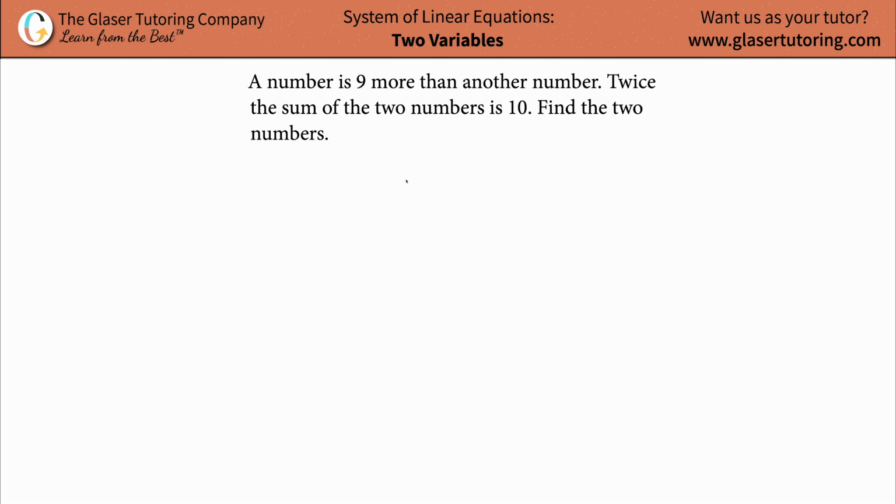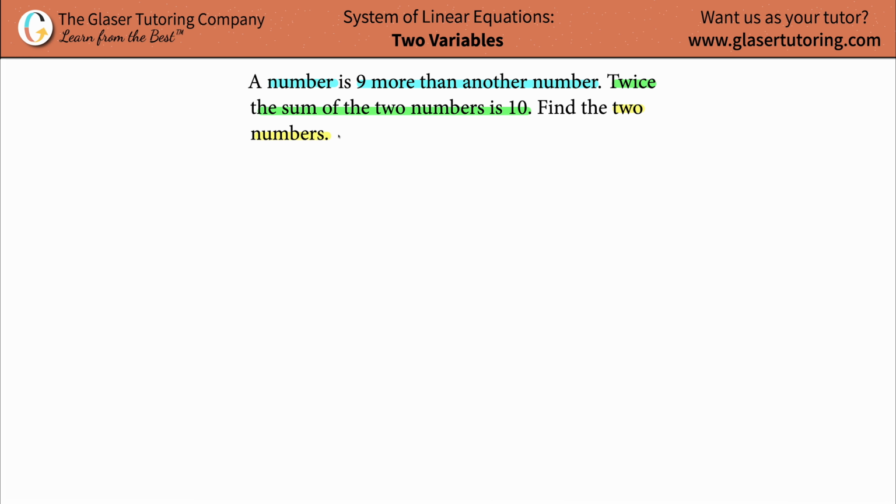Let's get to it. Now, in this one, it says we have a number, and this number is 9 more than another number. Now, twice the sum of those two numbers is 10, and all we have to do is just find out those two numbers. Now, when you're working with systems of equations and you have multiple variables, the best piece of advice that I could give you is to just label out your variables.